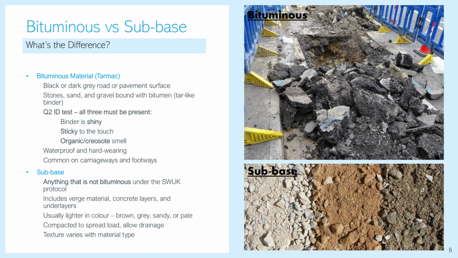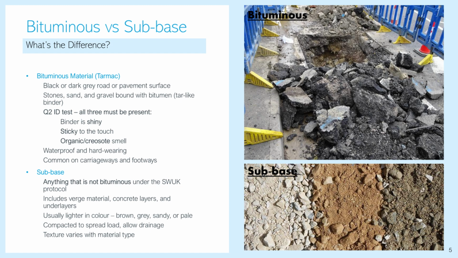On the last slide, we talked about segregation and how it's the first step in getting the protocol right. Now let's look at the two main material types you need to know under the protocol: the bituminous layer and the subbase. The bituminous layer means tarmac, also known as asphalt concrete. It's made of aggregate bonded with bitumen and is normally the road surface. Only tarmac counts as bituminous.